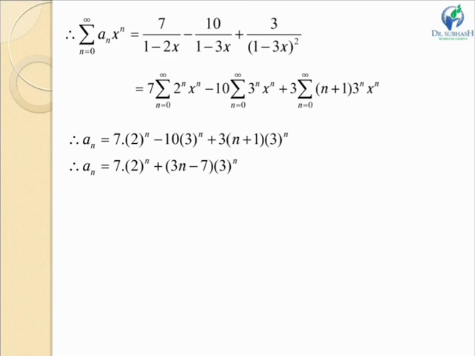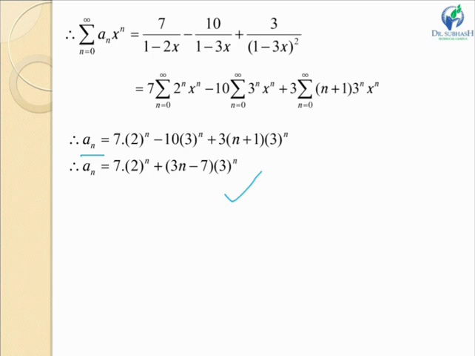Now again here we will cancel summation and x raised to n on both the sides. So I get my final solution: a_n equal to 7 into 2 raised to n minus 10 into 3 raised to n plus 3 into (n plus 1) into 3 raised to n. So this is my final required solution of the given recurrence relation.